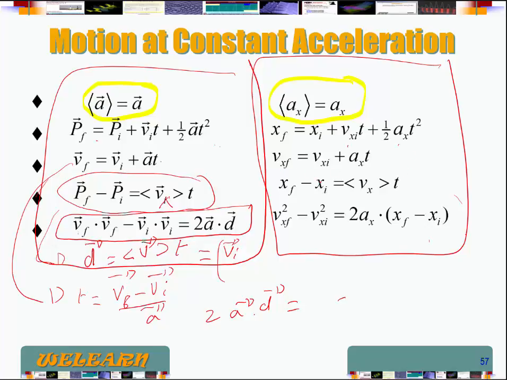Okay, v_xf is equal to v_xi plus a_x t, and then the displacement, which is the change in position, x_f minus x_i, is v_x times t, and then v_f squared minus v_i squared is equal to a times displacement, which is x_f minus x_i. These are our kinematic equations for motion at constant acceleration.